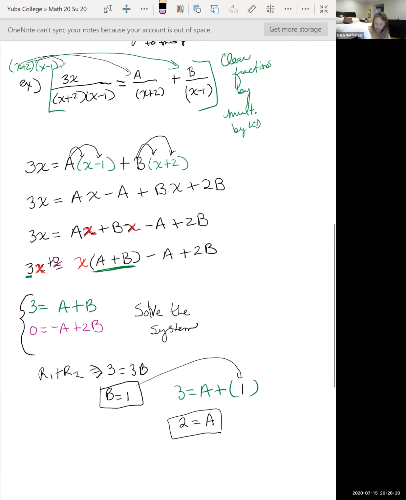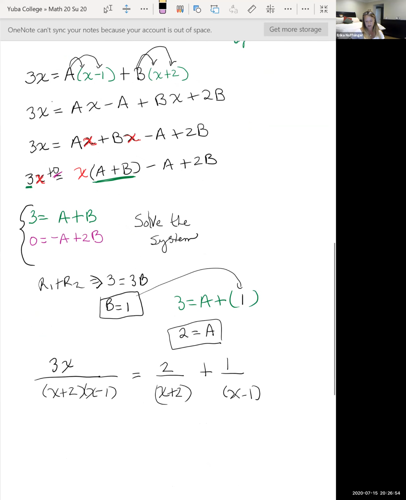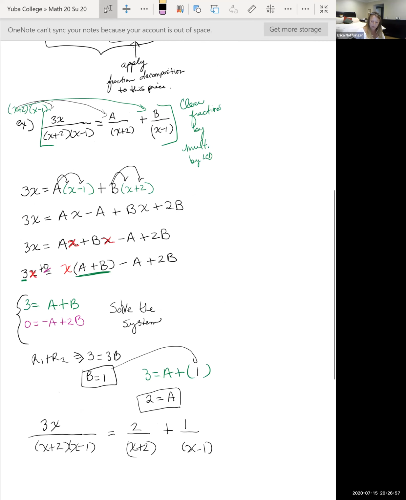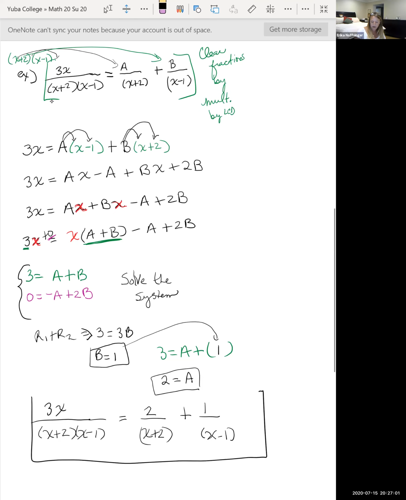So our fraction 3x all over x plus 2 times x minus 1 can be rewritten as our A value, which is 2, all over the factor of x plus 2, plus the factor B, which is 1, all over x minus 1. I meant to say fraction. Okay, so if you went backwards like we normally do, get a common denominator, and then combine like terms in your numerator, you'll see that you get 3x over this.